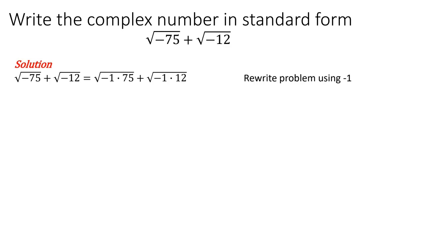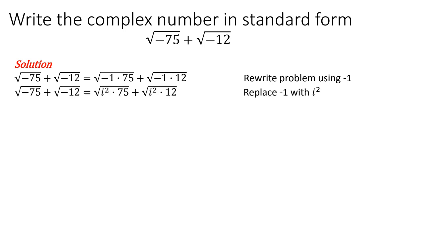Okay, to write this addition in standard form, or to help us add radicals that have a negative. So again, I have this square root of negative 75, and I have the square root of negative 12. So I know that these two produce imaginary numbers because I can rewrite it and write this negative 1 times 75 and the negative 1 times 12. Okay, so I know that the negative 1 is i squared, and I know that the square root of a square is just going to give me the negative 1, right?